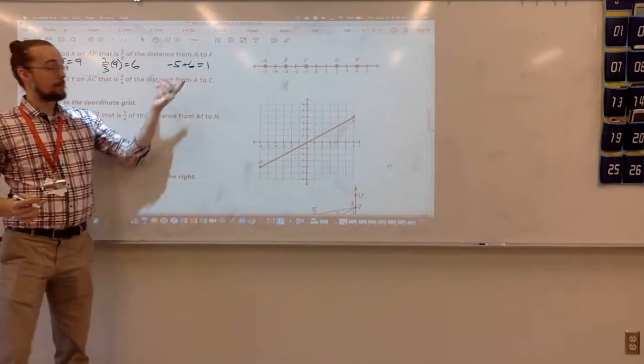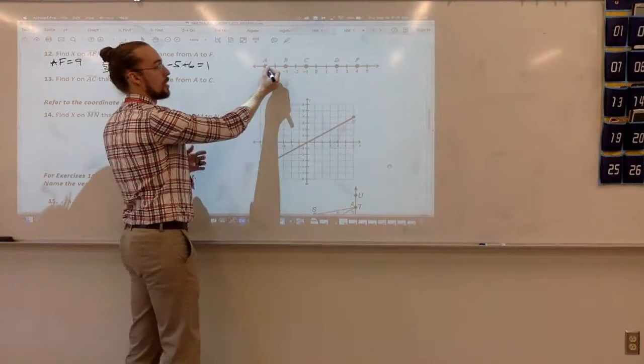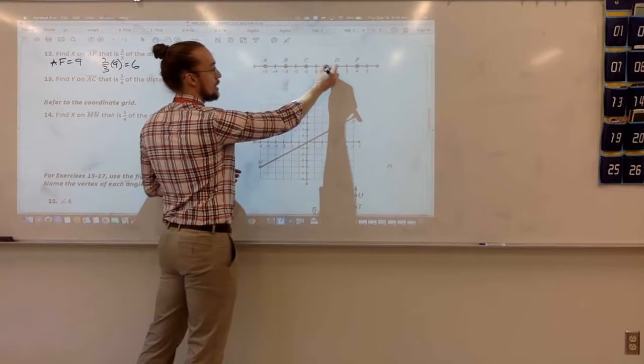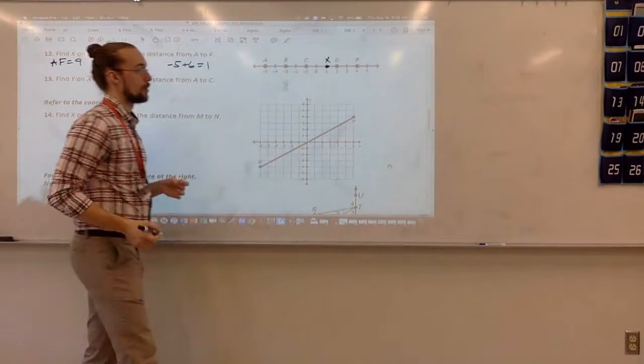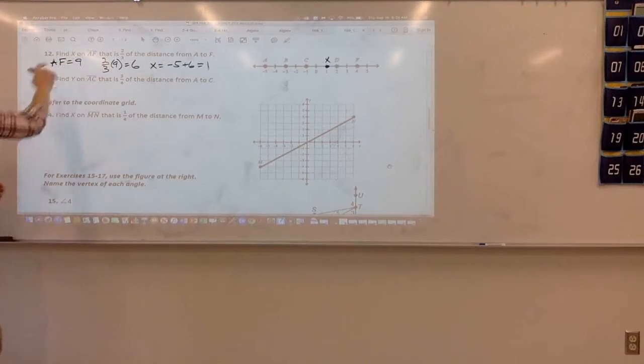So we can do that mathematically, say -5 plus 6 is 1, or we can just count that on the number line. Start here and go 1, 2, 3, 4, 5, 6, and end up here. So x, this point they want to call x, is at 1. That would be my final answer.